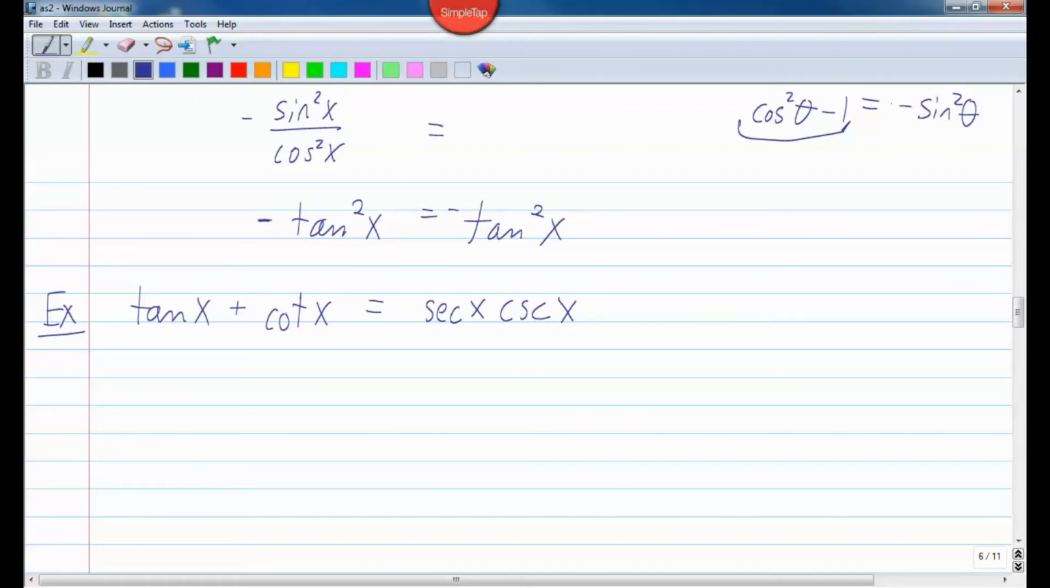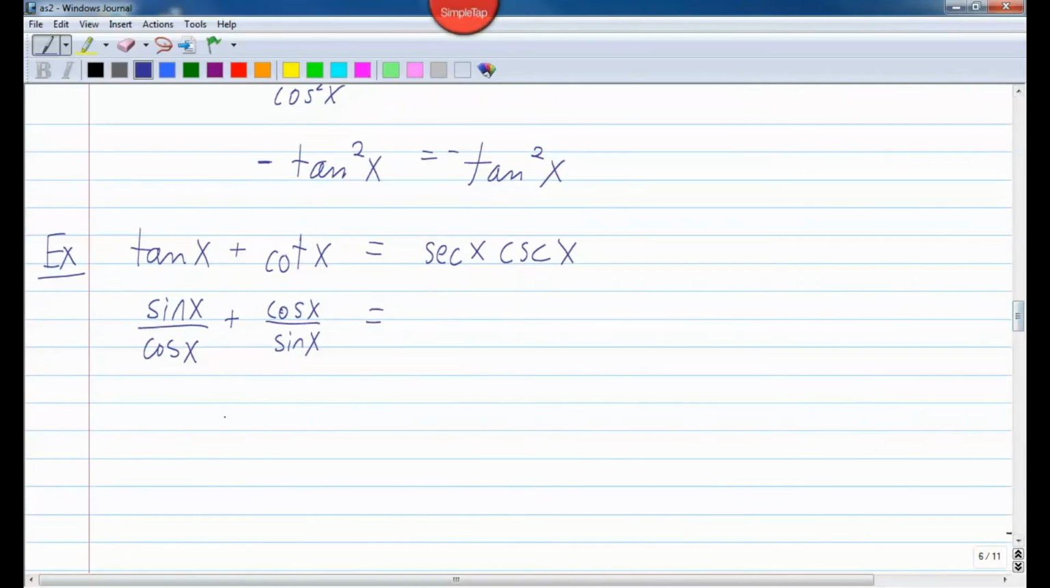Now there's really nothing I can do, I can't add tangent and cotangent together, so what I'm going to do is rewrite the left side in terms of sine and cosine. If I do that, you see, then I will get 2 fractions. Tangent is sine over cosine, and cotangent is cosine over sine. Alright, so if I have 2 fractions, I can always make 1 fraction by getting the common denominator. That's the product of these 2 denominators.